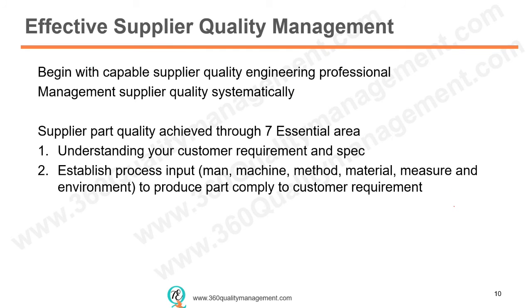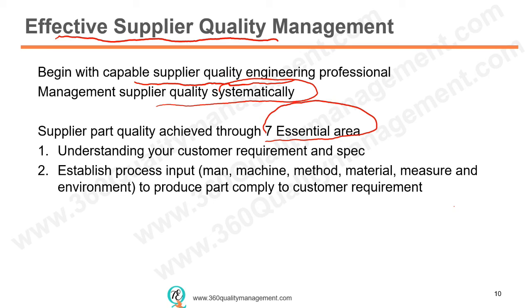Let's take a look at what is effective supplier quality management, which begins with the capable supplier quality engineering professionals that are able to manage supplier quality systematically. Supplier's part quality is actually achieved through the 7 essential parts, and there are 2 things that you must keep in mind: you have to understand the customer's requirement and specs, and then ensure that suppliers establish the process inputs and also control those process inputs to produce parts that comply to the customer's requirement.